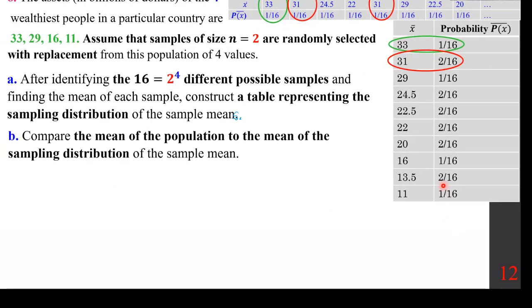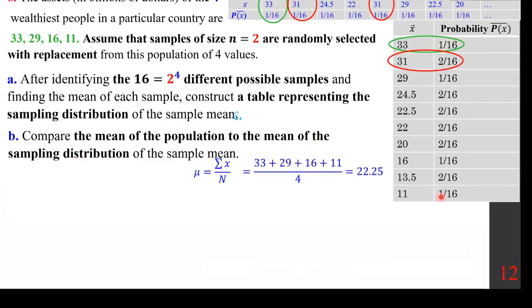Compare the mean of the population to the mean of the sampling distribution of the sample means. Let's calculate the mean: mu equals summation of x over n. If you go back to those 4 numbers, add them up, divide by size, which is 4. And the answer is 22.25. This is the mean of the population.